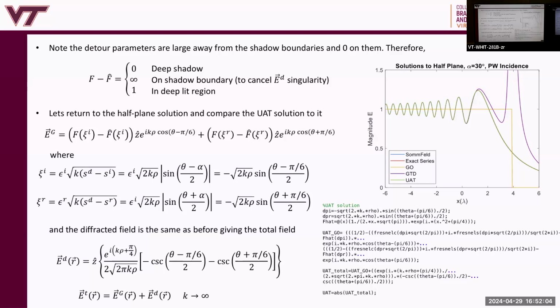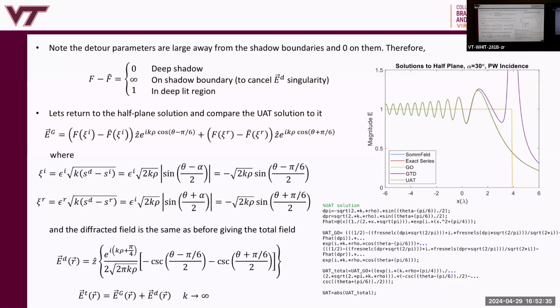So here's all the code that I wrote to append to the other code that I gave you for making this plot. But now what have we done? We've added UAT to it, and look how perfect it is. It now recovers the exact series solution and the Sommerfeld solution. Both of these are exactly the same as UAT, so it's perfect now, right? Okay, and GO obviously is a step function, and GTD has a singularity, right? So it fixes that problem.